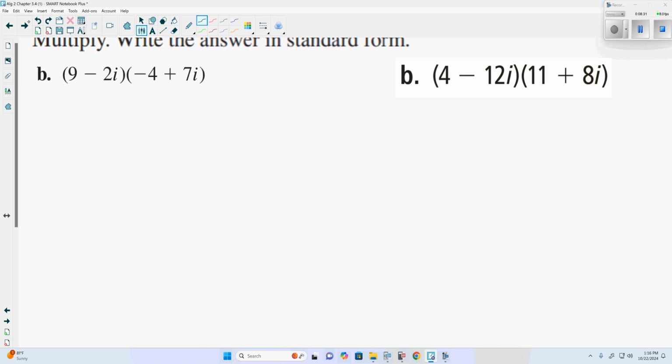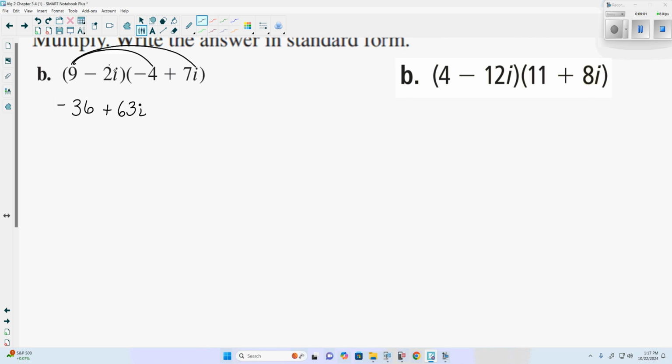This here is essentially the exact same thing. We just have a few more multiplications that we have to do. Because the first thing we're going to do here is multiply the 9 and -4, which will give us -36. And then we're going to do our 9 times 7i, and 9 times 7i is going to be plus 63i.